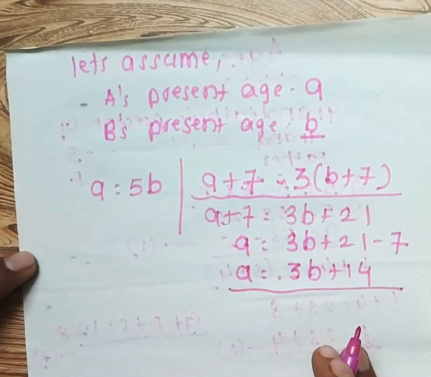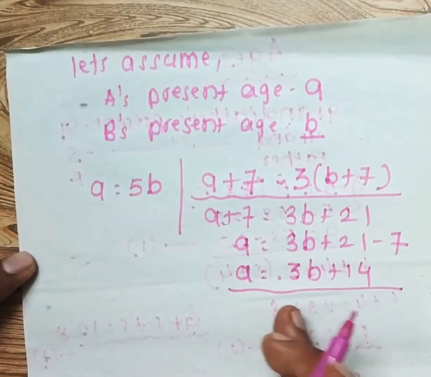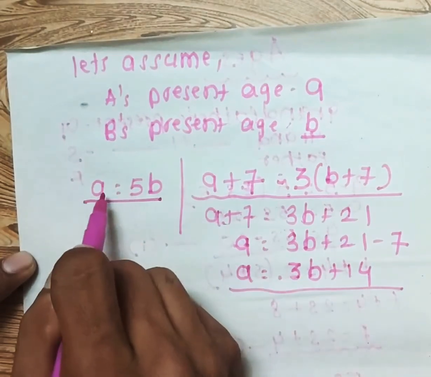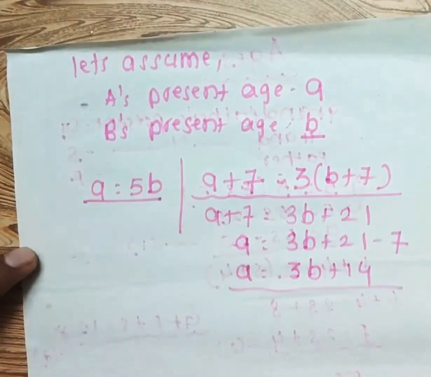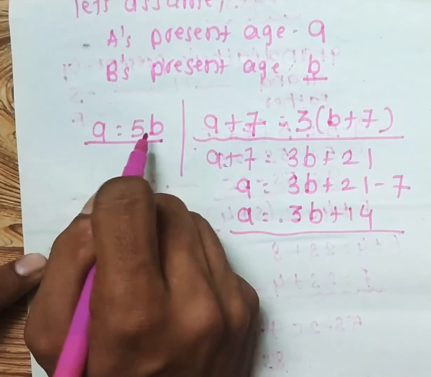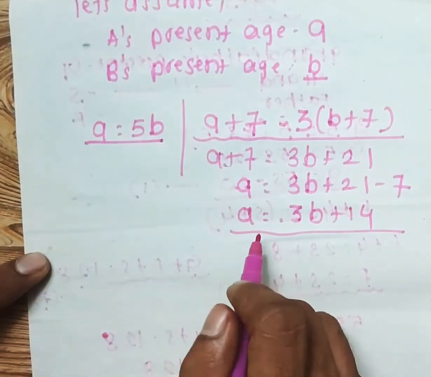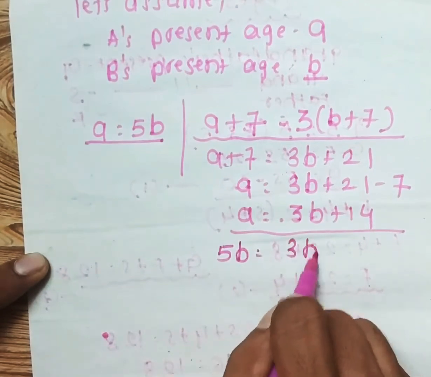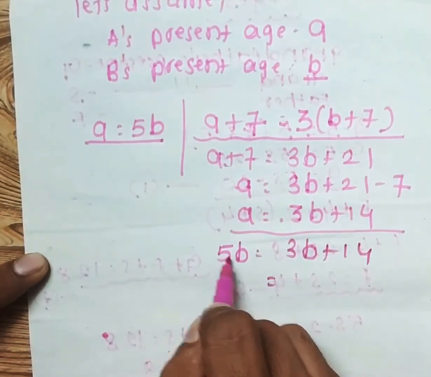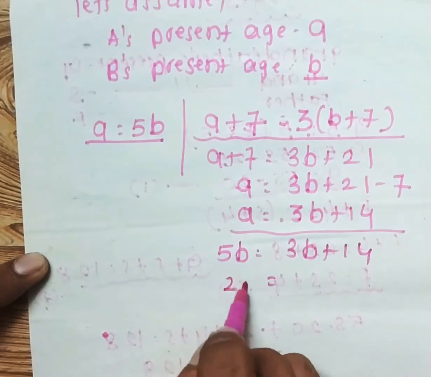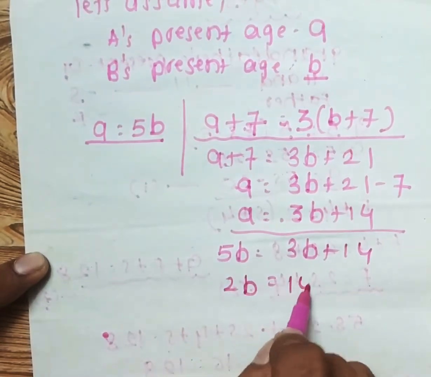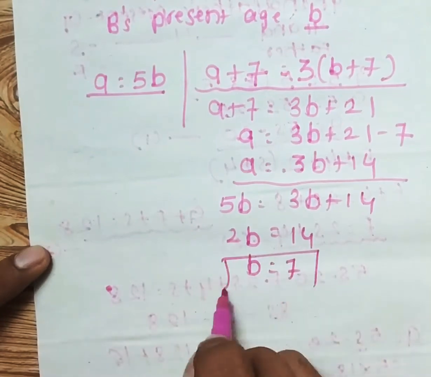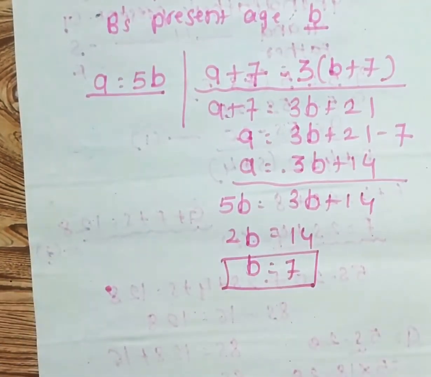We can put the value of A is equal to 5B into this equation. We know that A is equal to 5B. So I can put the value of A as 5B into this equation. So I got here 5B is equal to 3B plus 14. So 5B minus 3B, it should be 2B is equal to 14. So I got B is equal to 7. It means B's present age is 7 years.